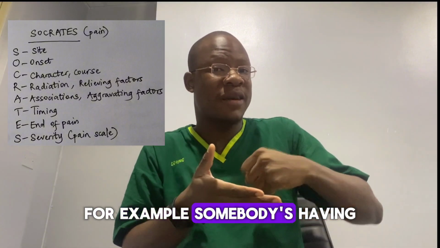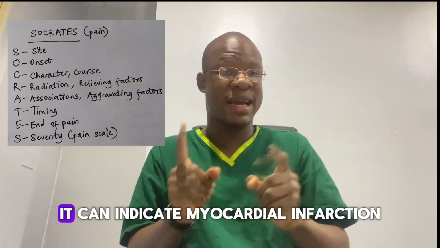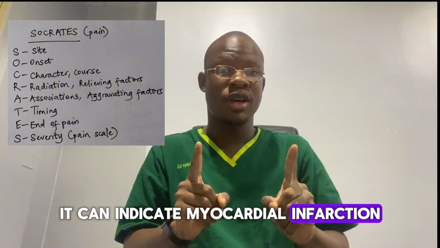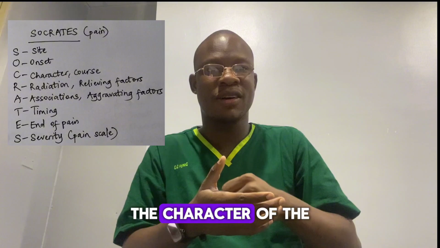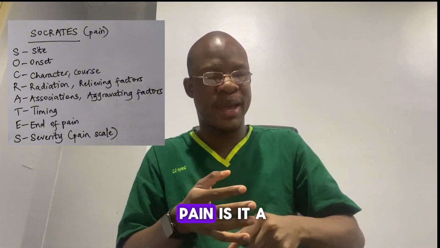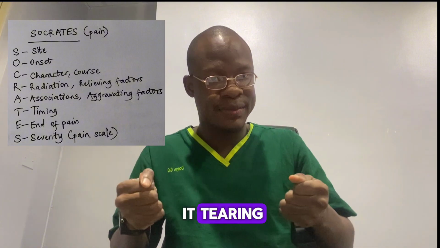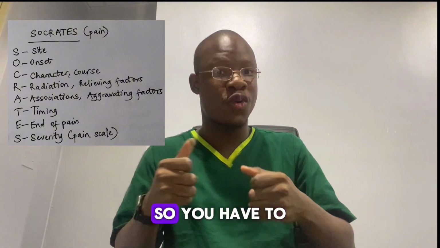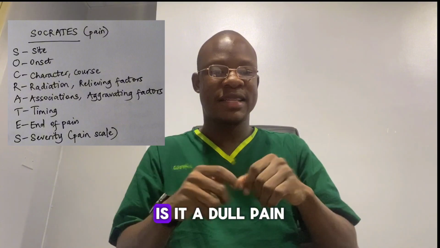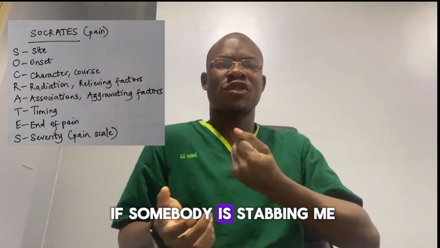For example, if somebody is having a crushing kind of chest pain, it can indicate myocardial infarction. So all of these things are very important. You want to know the quality, the character of that particular pain. Is it a heavy pain? Is it a peppery pain? Is it piercing? Is it tearing? If it's a tearing pain, it can be something that has to do with the aorta. So you have to know what you are doing. Is it a dull pain? Is it a crushing pain? Sometimes they say it's as if somebody is stabbing me.